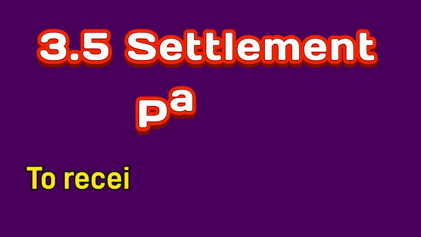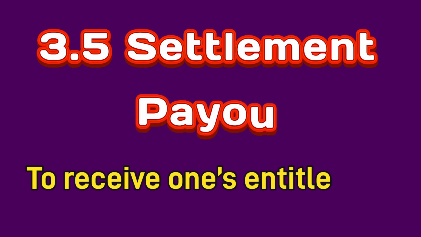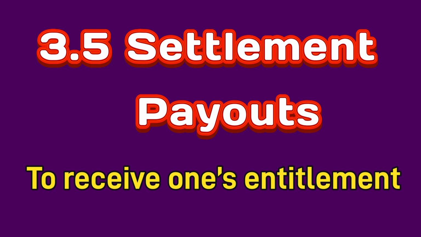The next stage is settlement, 3.5. Settlement is payout. The payout in financial lingo is to receive one's entitlement. So clearing means to make one's commitment, and 3.5 is settlement, to receive one's entitlement. We will always receive our entitlement if we have completed our obligation.